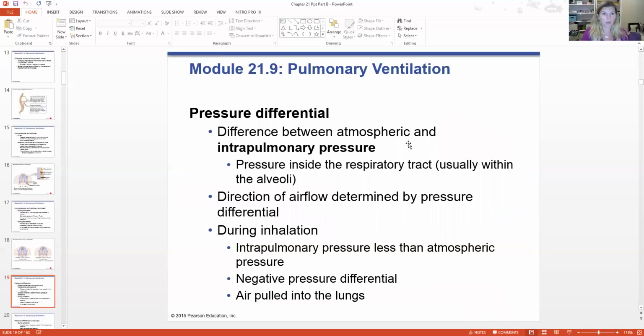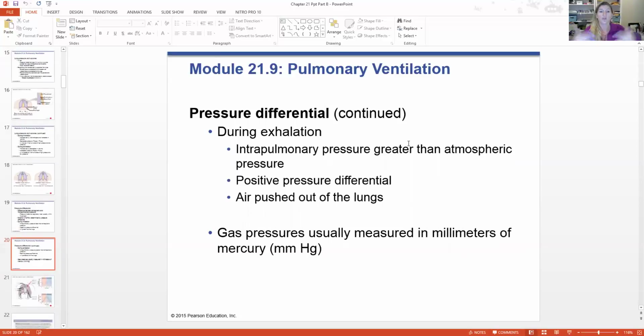So this pressure differential, which is literally the difference between the atmospheric pressure and the intrapulmonary pressure, is also the pressure which is inside of our respiratory tract, right? So this is going to determine that direction of airflow. During inhalation, the intrapulmonary pressure is less because our thoracic cavity has expanded, so that negative pressure differential is going to help pull that air into the lungs. During exhalation, that intrapulmonary pressure is greater than the atmospheric pressure because our rib cage is depressed. That's creating a positive pressure differential, pushing the air out of the lungs.